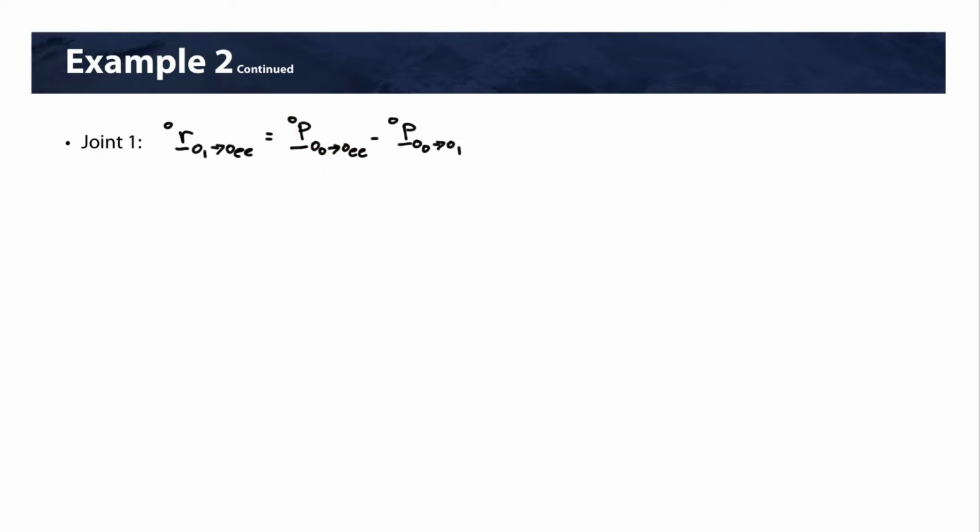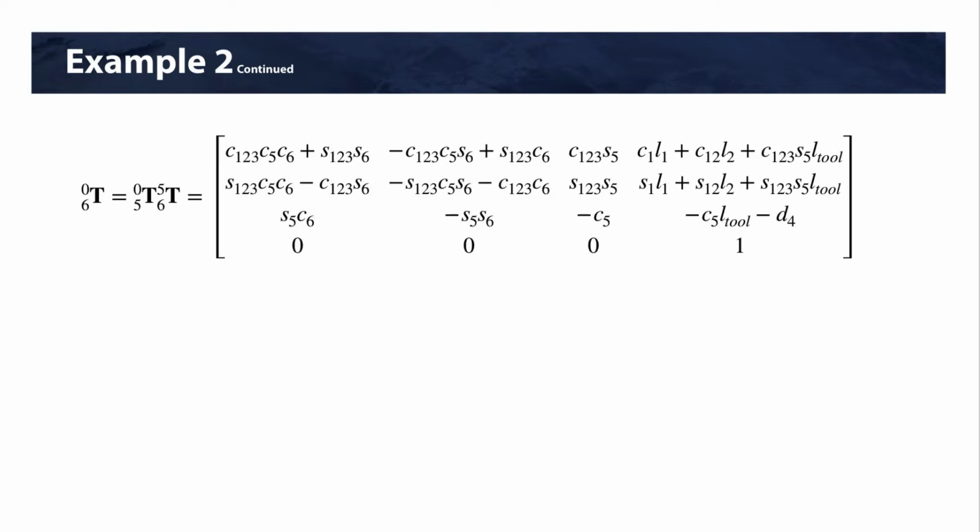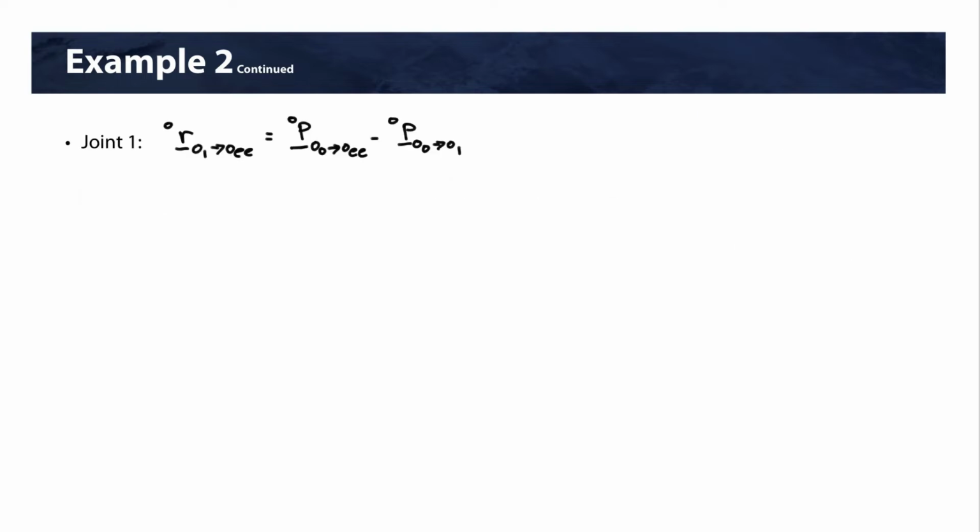So we get this vector from our forward displacement solution. If we jump back, this is that vector here. So we can make a note that this is P, from the origin of the base frame to the origin of the end effector frame, in terms of frame 0. So we're going to keep using that one. So we'll write that in.